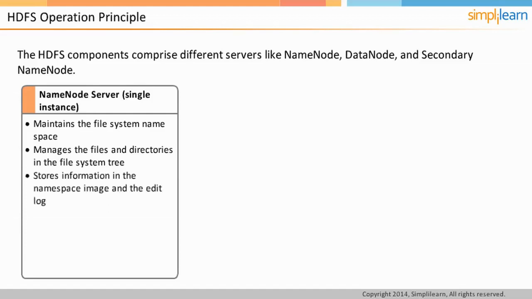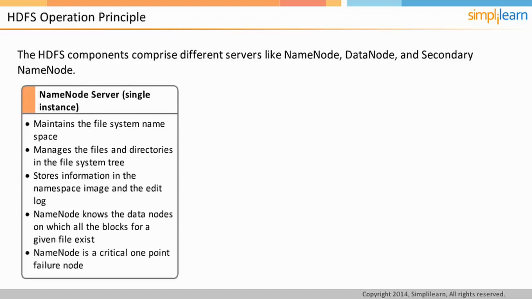Information of the data and the metadata is stored in the namespace image and the edit log. The name node is aware of the data node status. That is, it knows the data node in which certain data is stored. The name node server is a critical single point of failure. If it fails, the entire cluster goes down. However, the name node server can be partially restored by using a secondary name node server.